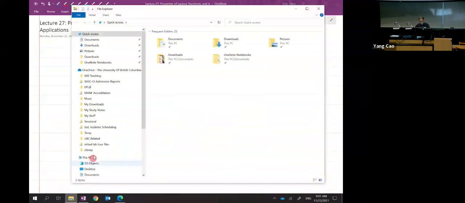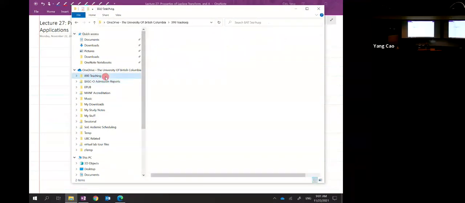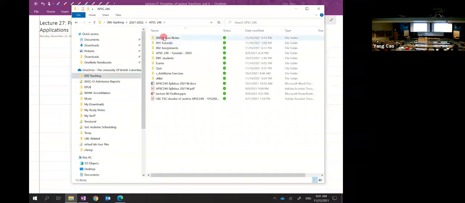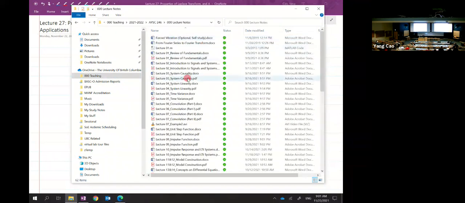Okay, good morning. Let's get started. Let's continue on the Laplace transform. So you have the handouts from previous lecture. You can use that. It will come in handy.